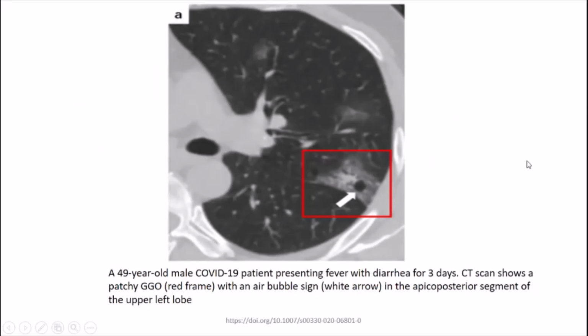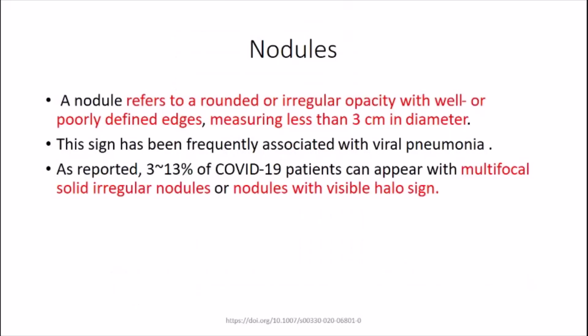This is a 94-year-old male COVID-19 patient presenting with fever and diarrhea for 3 days. The CT scan showed a patchy ground glass opacity with an air bubble sign, as shown by the arrow in the apico-posterior segment of the upper left lobe. Another presenting finding is nodules.